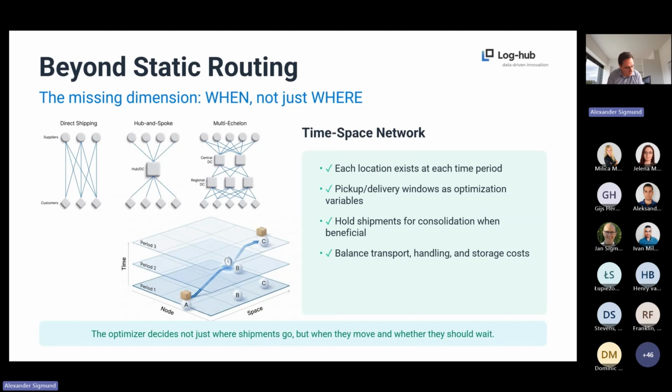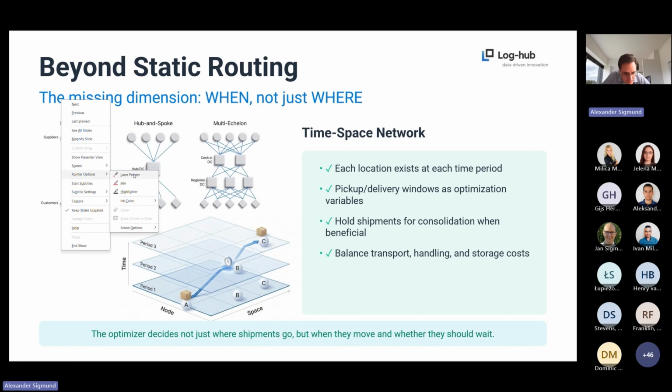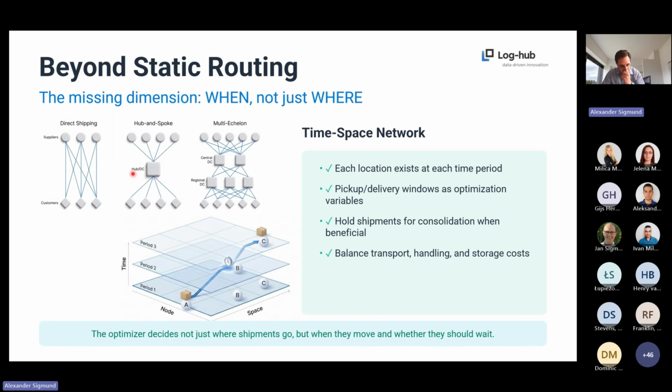And it's really important to understand that we don't only decide through which hubs a shipment is routed, we also decide when the shipments are shipped. So this when component is a really important part here, because this is also new. And so that we can make this kind of decision, we need a time-space network. I will explain in a second what the time-space network is. Let me quickly add the laser pointer.